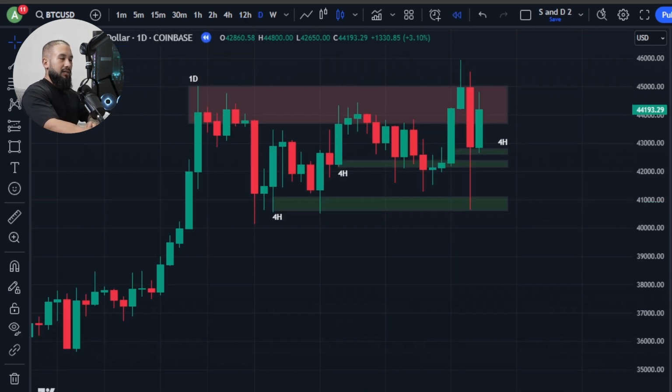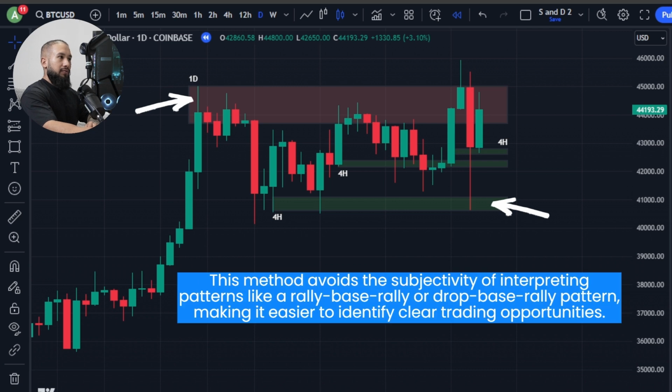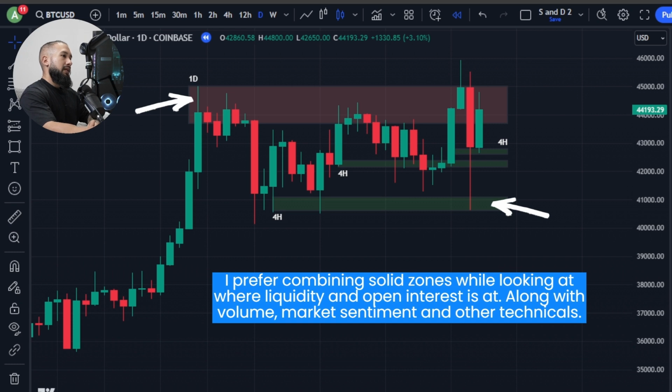I prioritize solid demand and supply zones because they directly indicate areas of strong buying or selling interest. This method avoids the subjectivity of interpreting patterns like a rally-base-rally or drop-base-rally pattern, making it easier to identify clear trading opportunities. I prefer combining solid zones while looking at where liquidity and open interest is at, along with volume, market sentiment, and other technicals.